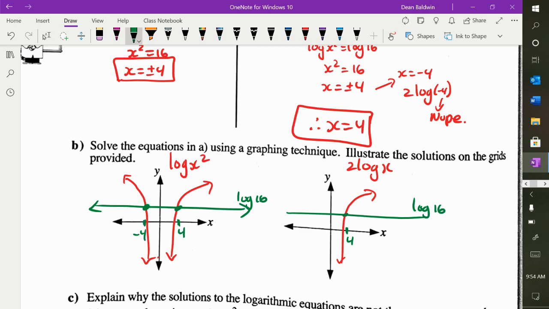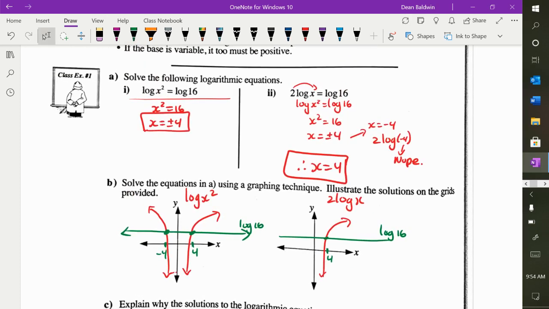You're saying that this function, which is the red, equals this function, which is the green. And where do they intersect? They intersect at negative 4 and 4 for this one. For this one, you're saying this function, 2 log x, equals log 16, and they only intersect once. Okay? But the key point here is check your answers with the original, not once you manipulate it. Okay?